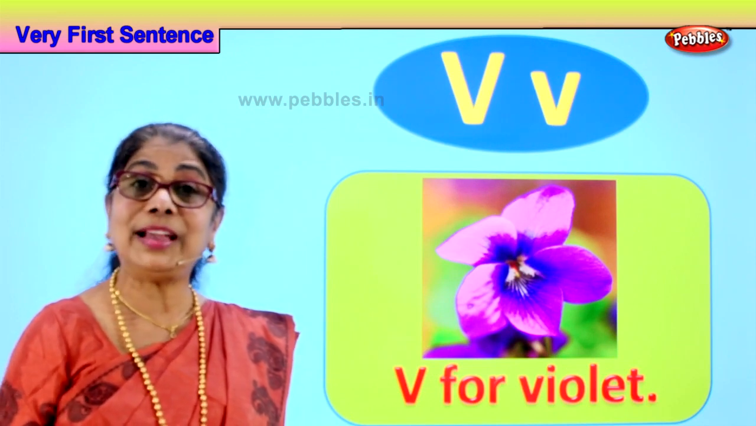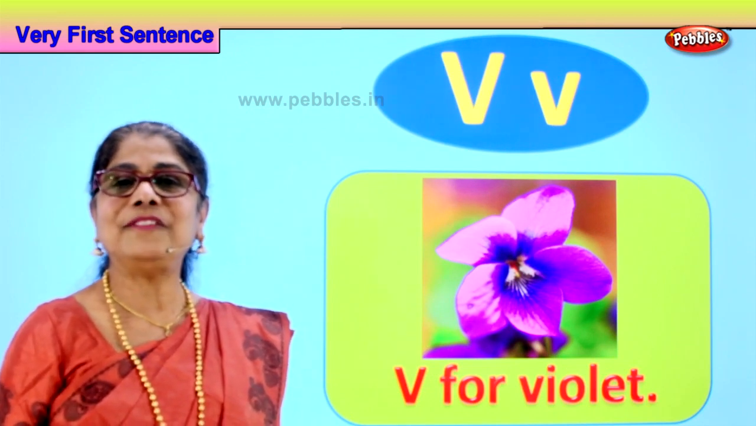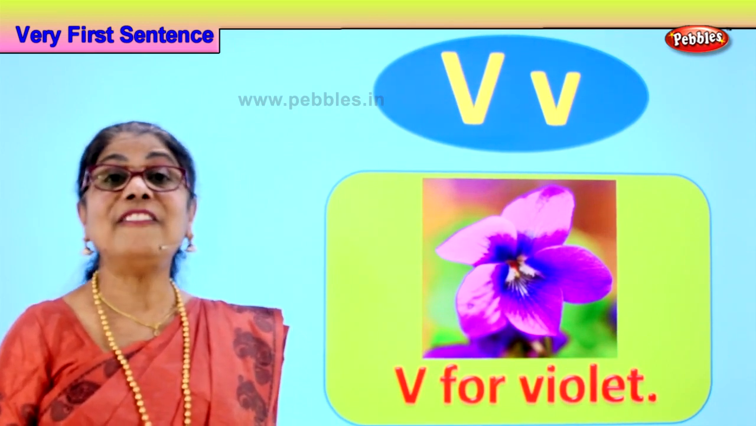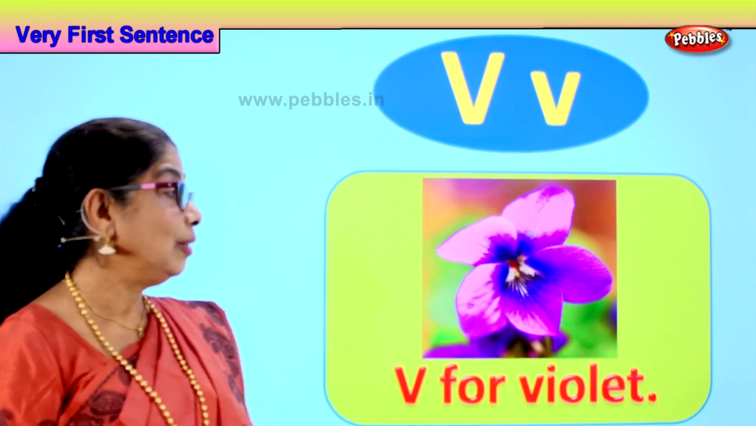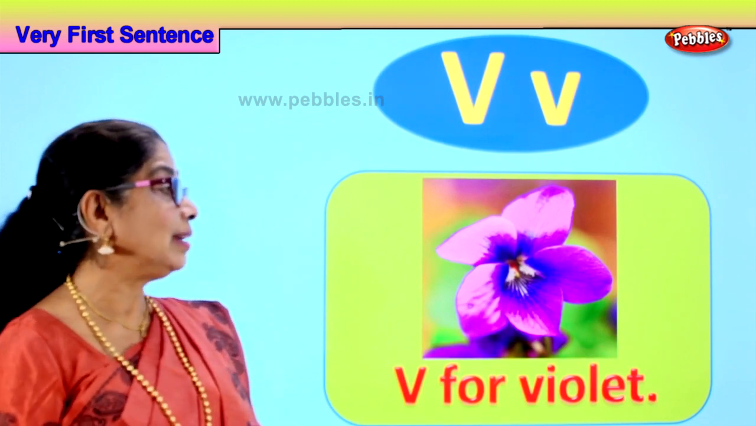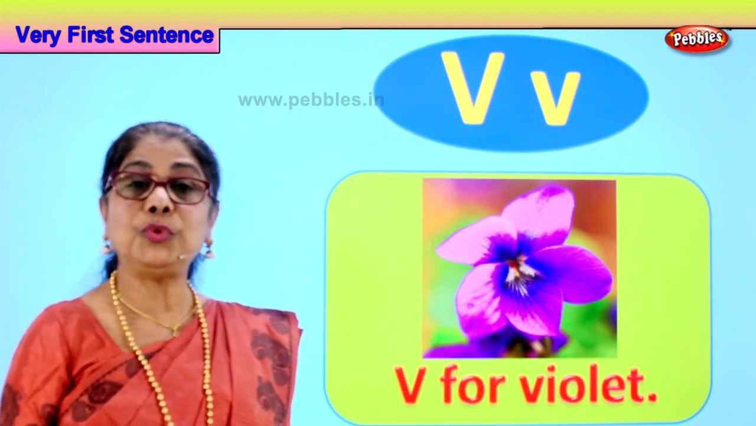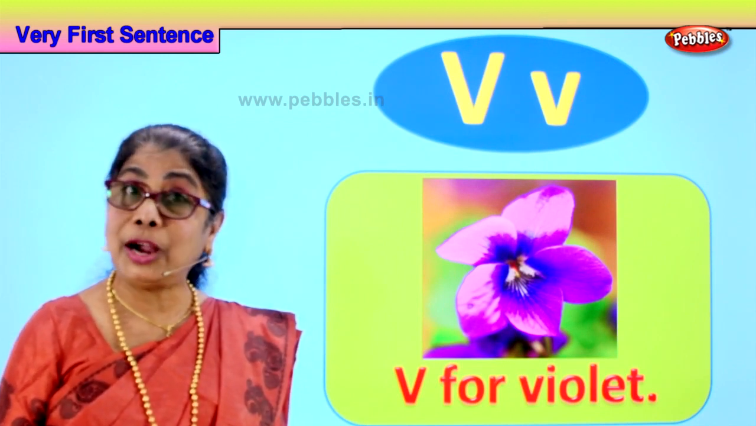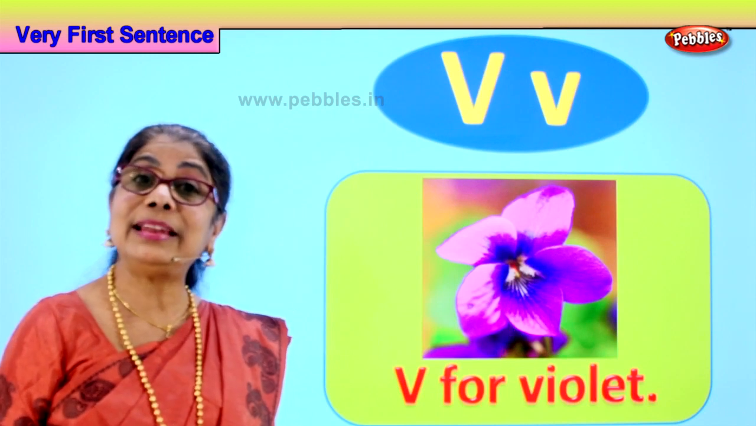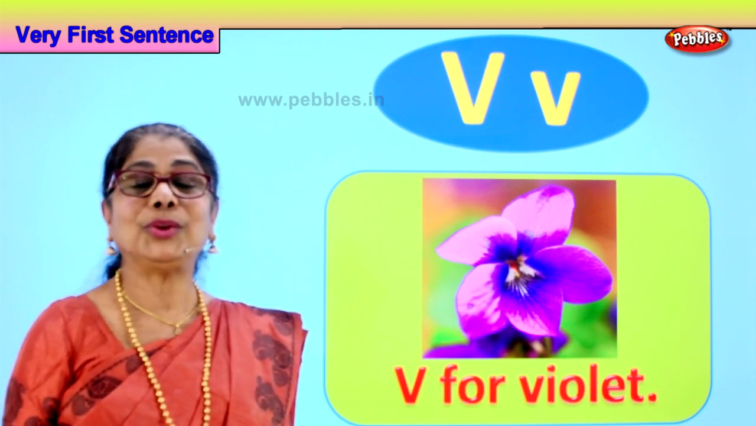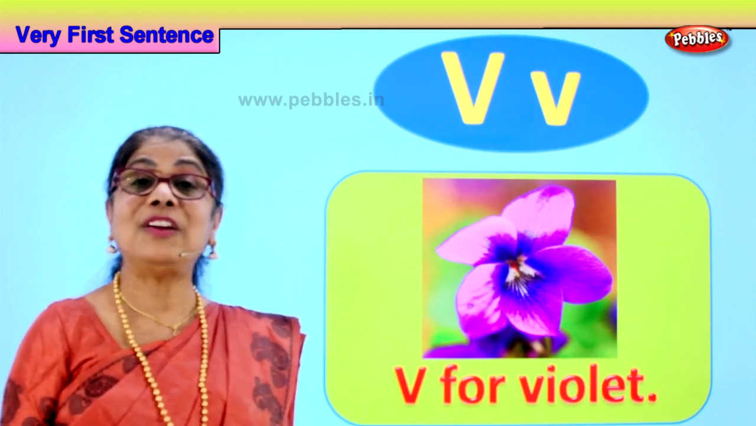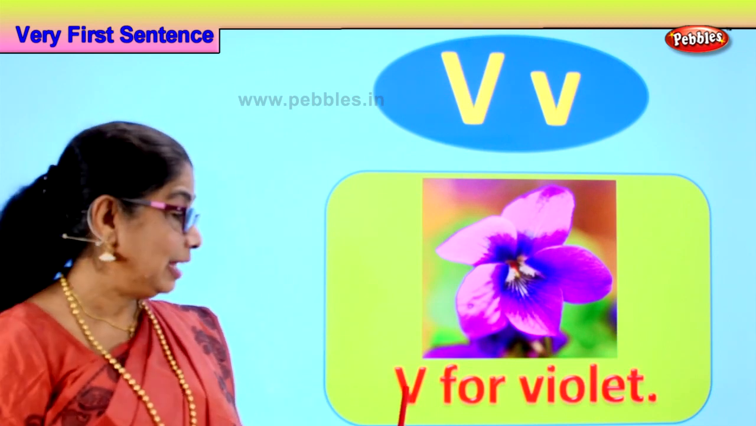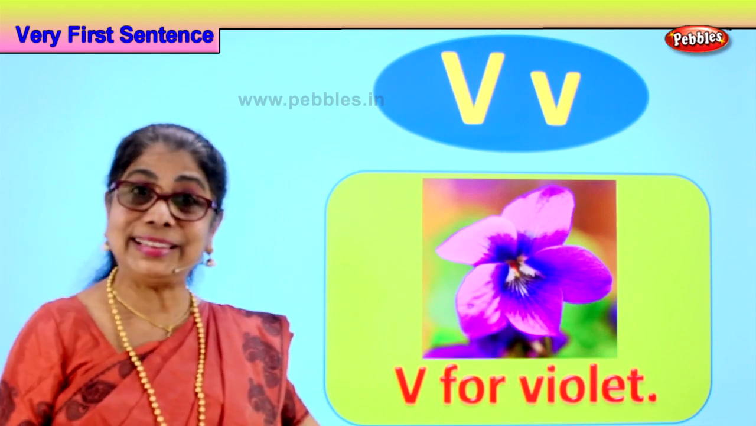Violet color, violet flower. They are very delicate flowers. Violet flowers are very delicate, and look at the deep violet color on it. You find all kinds of flowers, especially among orchids, you find this lovely color. You find violet flowers, violet bluebells, and so on. Let's read. V for violet.